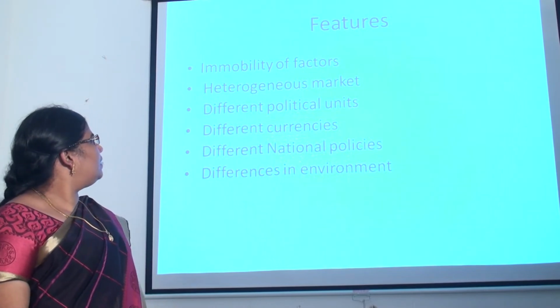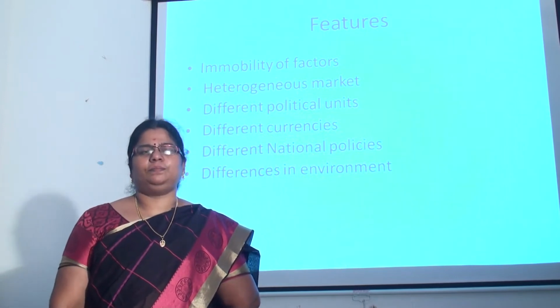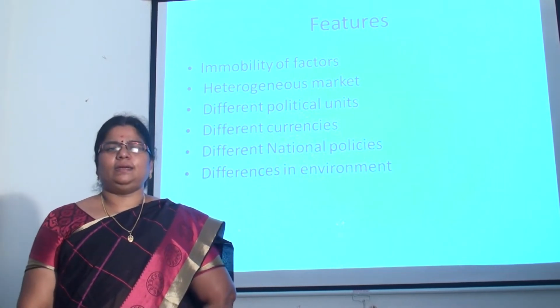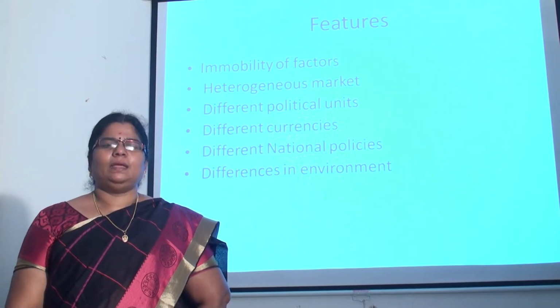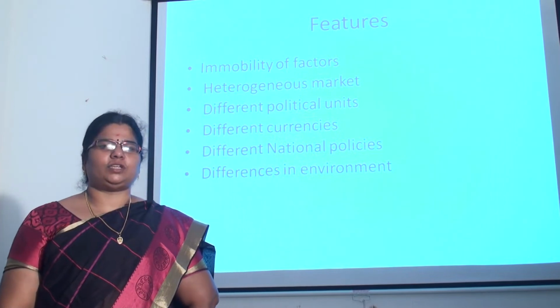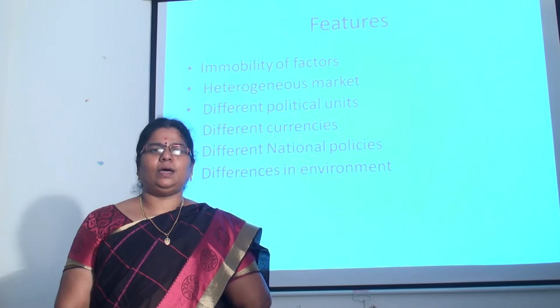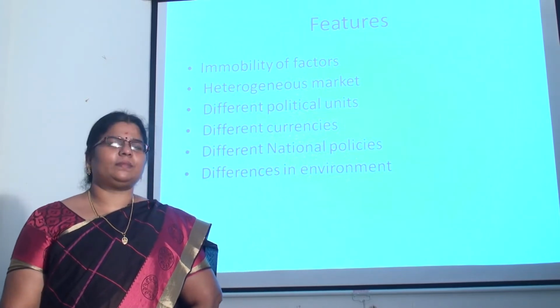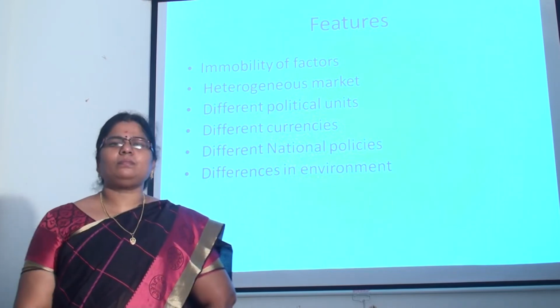First feature of international trade is immobility of factors. Every production needs factors of production, labor and capital. In international trade, there is no mobility of factors of production. There are various rules and regulations relating to the mobility of labor. Second one is heterogeneous market.